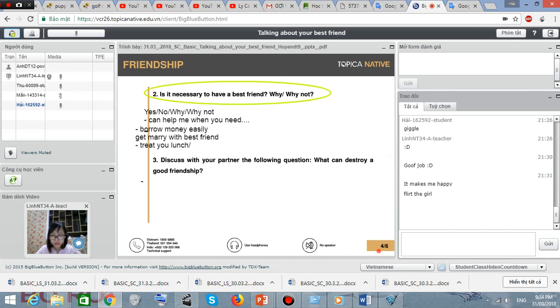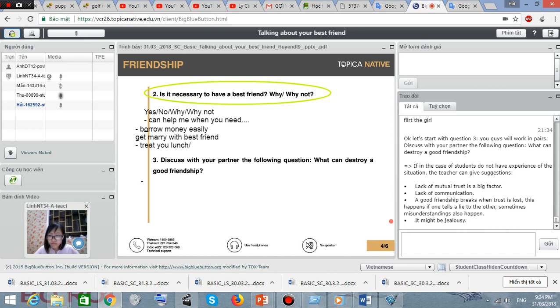You know, in our life, having a friend, especially a good friend, is really necessary for us. Therefore, there are many things that can destroy a good friendship. For example, when we have nothing in common about life or thinking, it can easily lead to arguments. And selfishness and jealousy, I think, will destroy a friendship quickly.